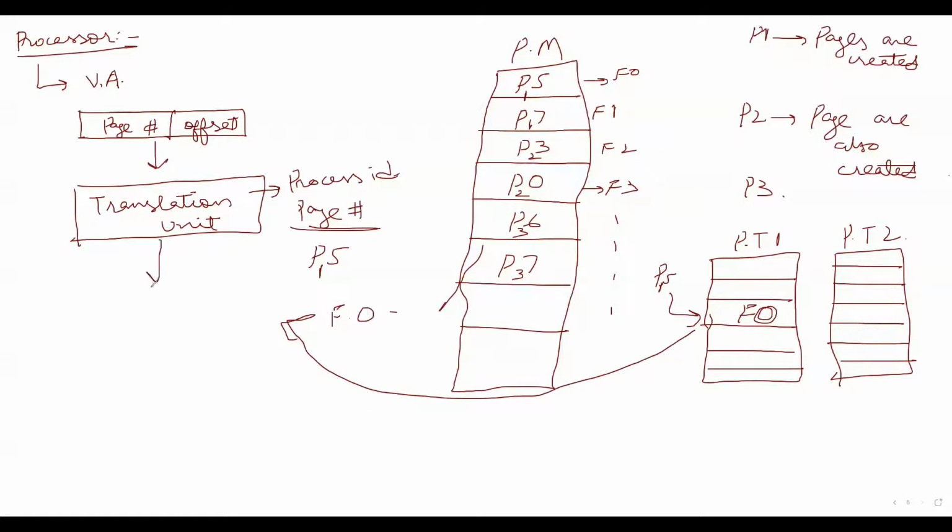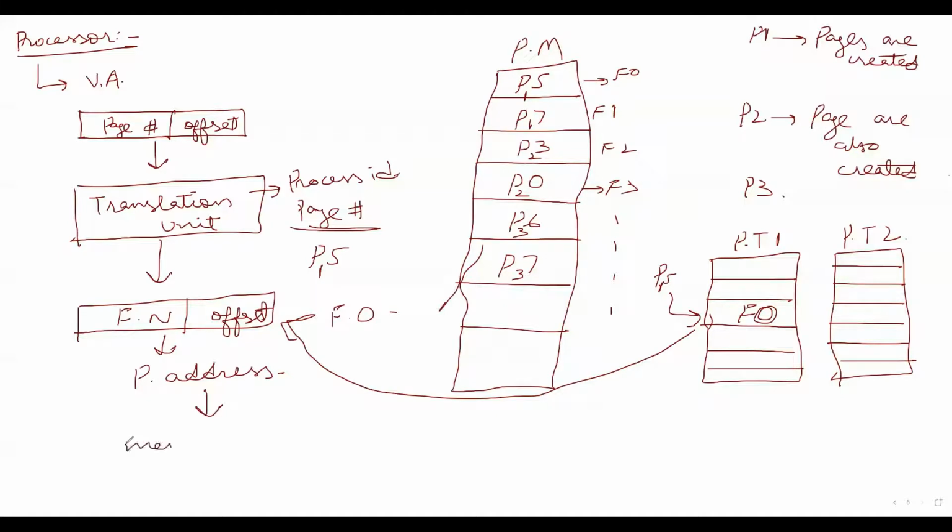Now translation will give a new address. The new address will contain frame number plus offset, and this frame number it will get from the page table. Now this will be our physical address. This physical address will be sent to our memory system, and the memory system responds with the corresponding word or corresponding byte. Okay, so this is how virtual address translation is implemented using a page table.